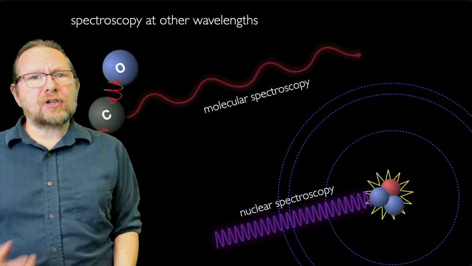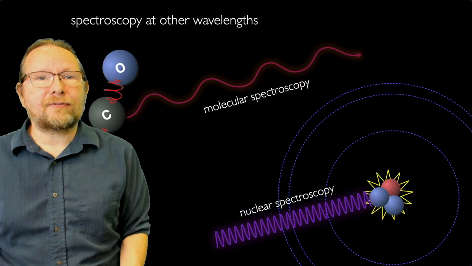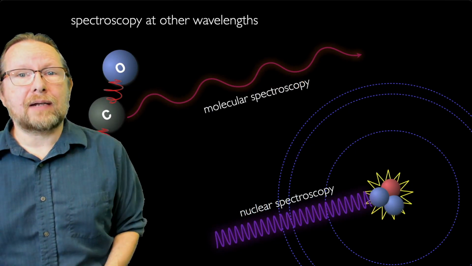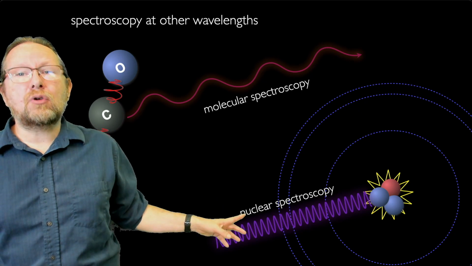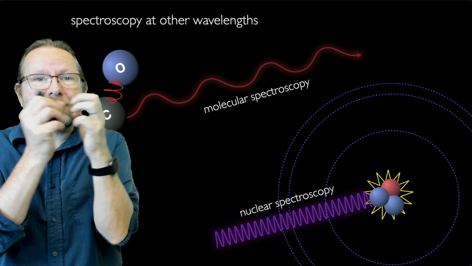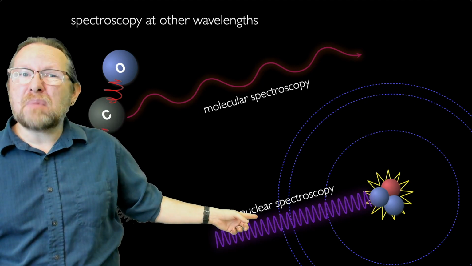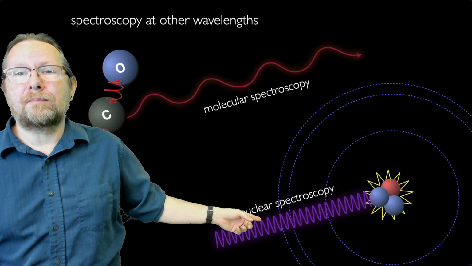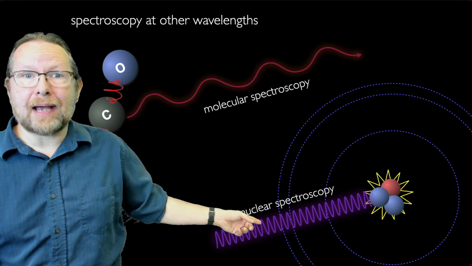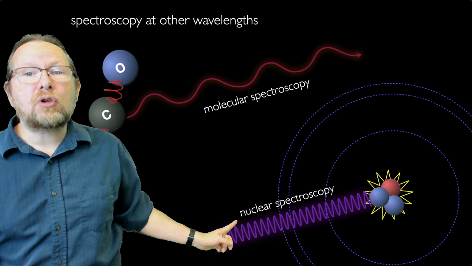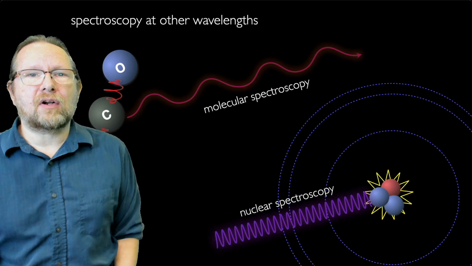By the way, there are other types of spectroscopy that are useful at different wavelengths than visible light. If you look at the nucleus of an atom, the protons and neutrons can actually change their energies as well, and that generally gives off much, much higher energy light into the X-rays and gamma rays. That's called nuclear spectroscopy, looking at the energy given off by the nucleus.